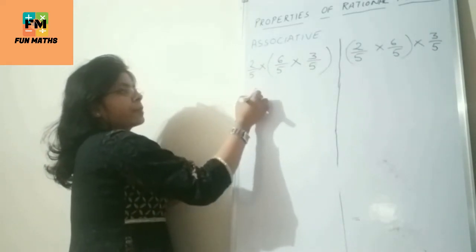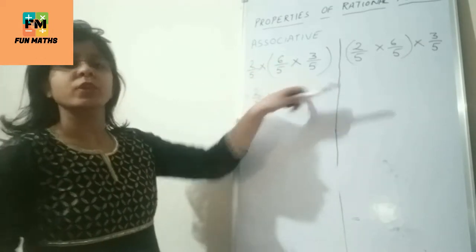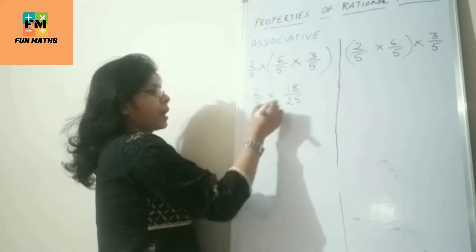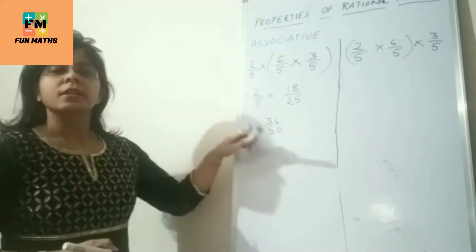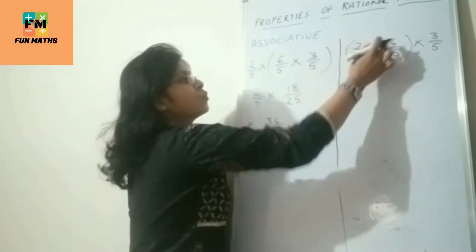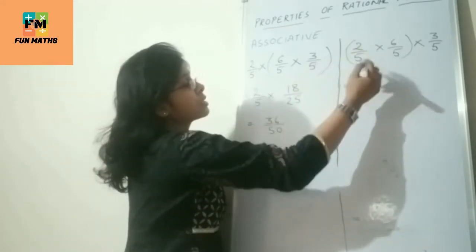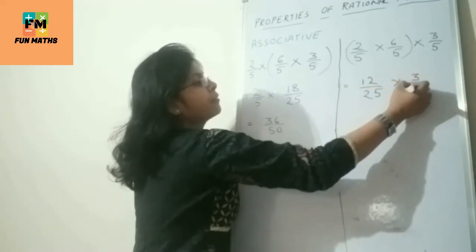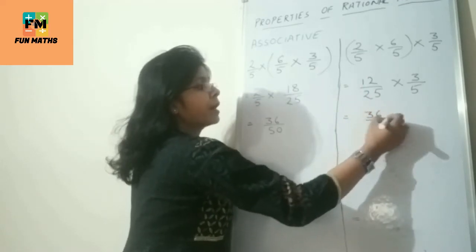In this case we will be writing 2 by 5, and then first we will solve the brackets. So 6 into 3 we all know 18 by 25. Now when you multiply, it would be 36 by 50. Right? Now, let's see here in case 2 what result we are getting. So, 2 into 6, as we know, first we will be solving the brackets as per the BODMAS. So, 2 into 6 would be 12 by 25 into 3 by 5. We will be copying as it is. When we multiply, it would be 36 by 50.